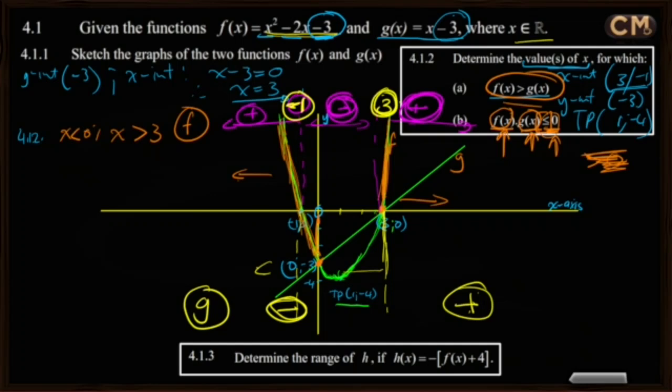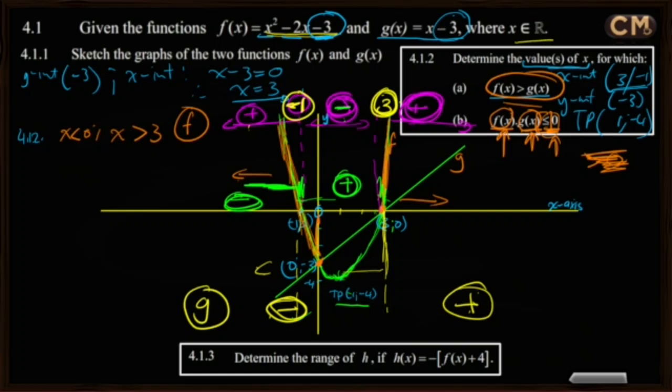So let's just have a look at what happens. Well, to the left of negative 1, we have a positive y value times a negative y value. So everything is negative over there. So let's track that. To the left of this, everything is negative. And then between negative 1 and 3, what happens over here? Well, over there we have a negative y value for f and a negative y value for g. So everything is positive over here.